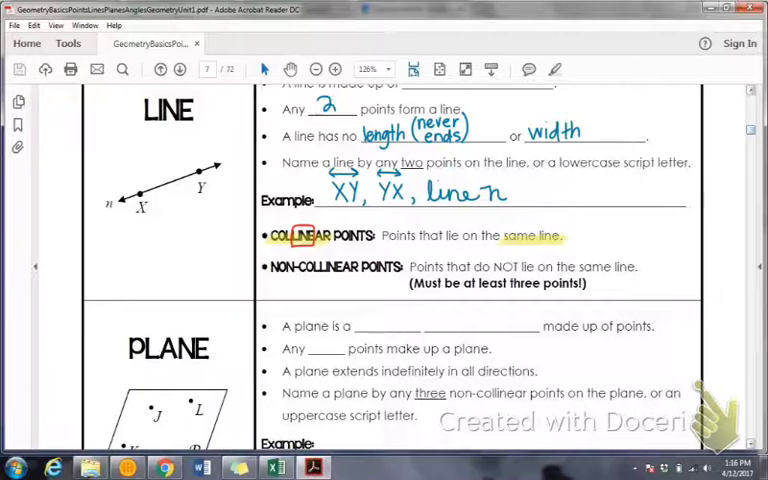Just like you have collinear, you have non-collinear. What do you think that means? Boy, they're getting kind of tricky with these, aren't they? Non-collinear means that they are not on the same line. Okay, so again, if you are a highlighter or if you just want to circle, those are some words that you need to make sure that you know.